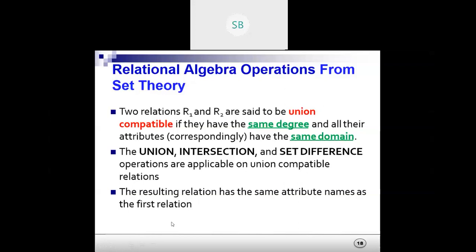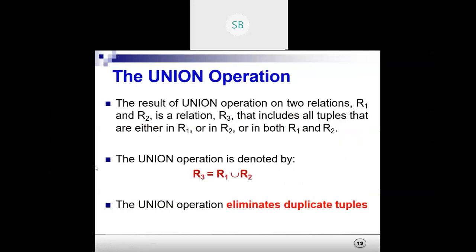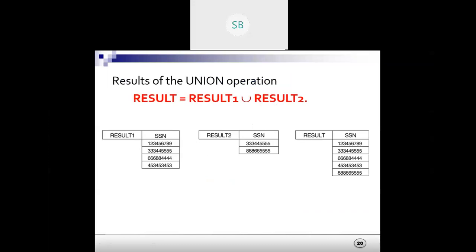Let's check now the examples. You know that union is already represented by a U shape, right? So R3 equals R1 union R2, and the union operation always eliminates duplicate tuples. So if the same values or same tuples are there, we remove the duplicate ones. So here is an example.